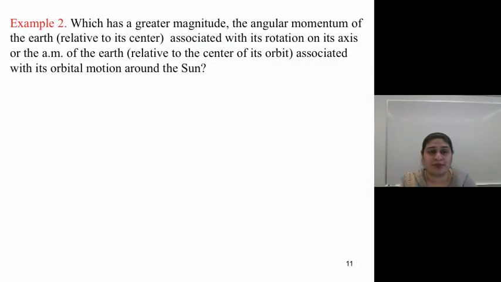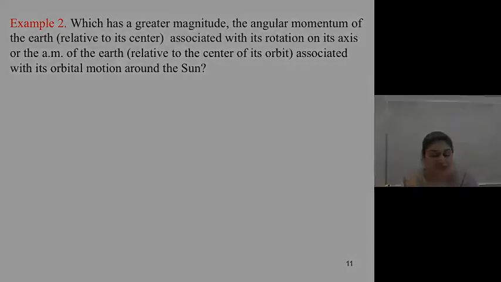So next example is, which has a greater magnitude, the angular momentum of the Earth relative to its center associated with its rotation on its axis, or the angular momentum of the Earth relative to the center of its orbit associated with the orbital motion of the Earth around the Sun? So let's do this problem.